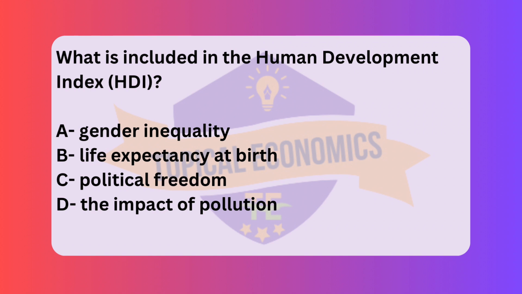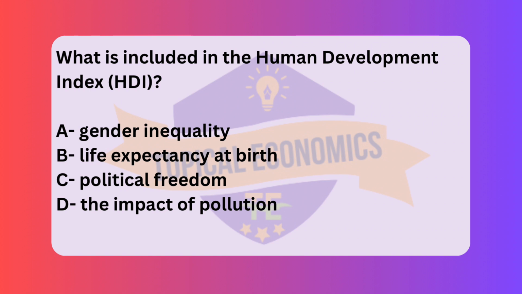The correct answer for this question is option B. Life expectancy at birth is one of the 3 key indicators used to calculate the HDI, specifically representing the health dimension. It gives an estimate of the average number of years a person can expect to live, which is a critical measure of the overall well-being of a population.